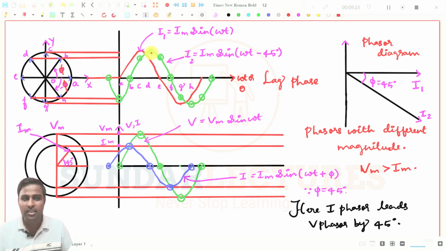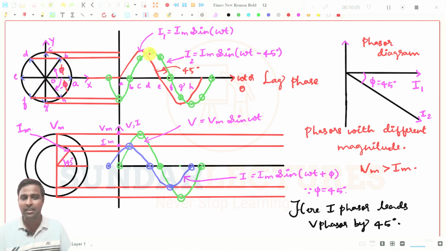Where is the maximum point? It is the maximum point. See, your reference phasor has reached the maximum point at this point, and your I2, that is Im sin omega t minus 45 degrees, reaches the maximum point after the reference phasor by 45 degrees. What is the difference between these two? This is nothing but 45 degrees. And you see your reference phasor has reached the maximum value before I2 by 45 degrees, right?